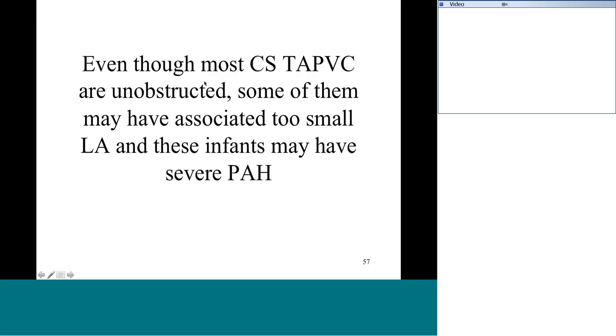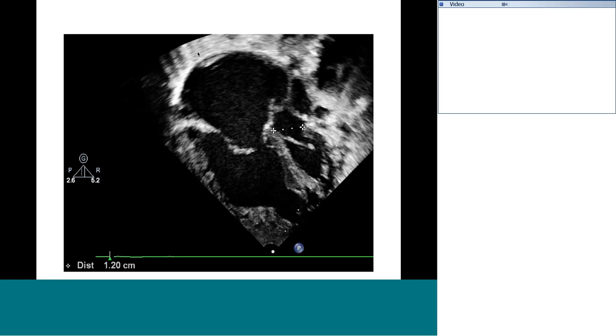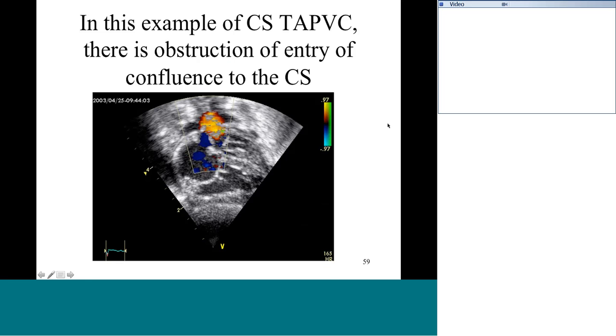Even though most coronary sinus TAPVCs are unobstructed, some of them will have severe pulmonary hypertension because they have a very small left atrium. So if you are having a patient with coronary sinus TAPVC still with high pulmonary pressure, look at, is the left atrium adequately developed? See the size of the left atrium, it's 1.2 centimeters. You can just compare, it's almost 4.5 centimeters of the right atrium, so 4 times bigger. So if the size of the left atrium is smaller, that can result in pulmonary hypertension.